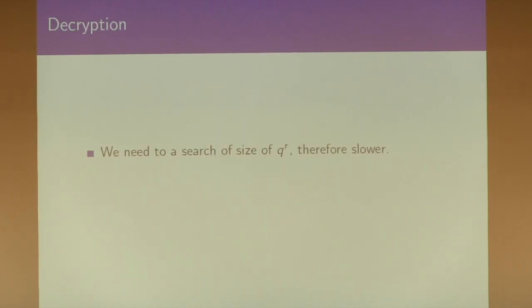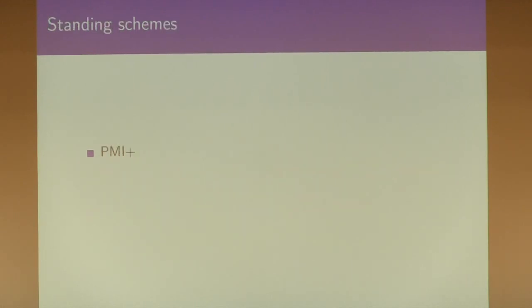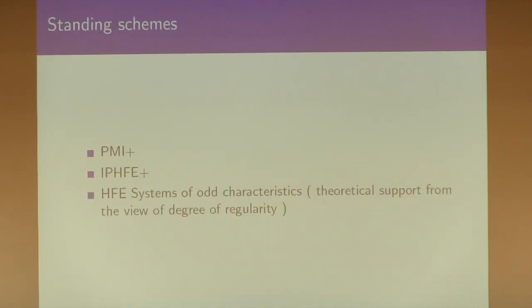But for such a perturbation construction, you have to do a search of size q to the r, where r is the number of so-called noise variables you add to the system. That makes the system highly inefficient. So that's the problem. Nevertheless, we built those schemes and so on.